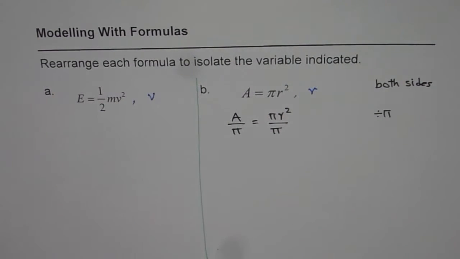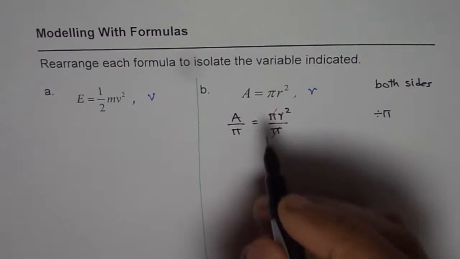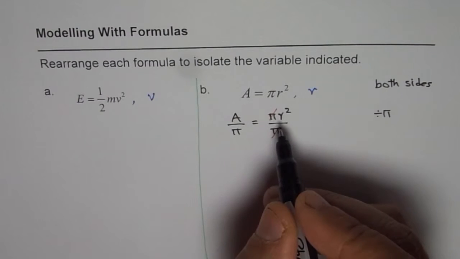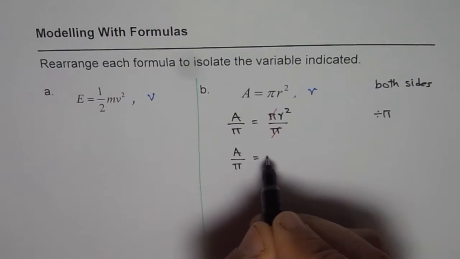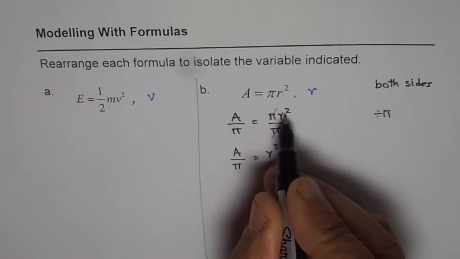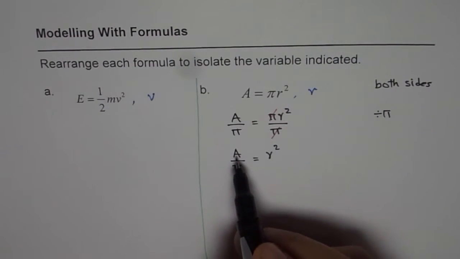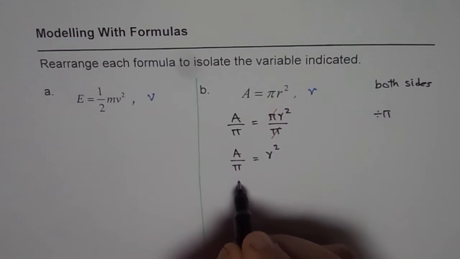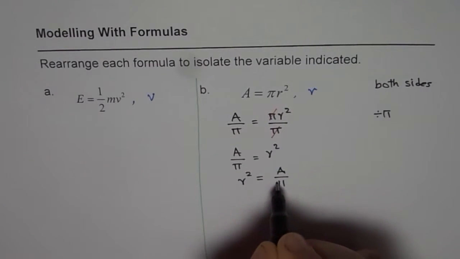Now pi divided by pi will be 1, right? Therefore I'm cancelling. It really does not mean anything but says pi divided by pi is 1. So we are left with A divided by pi on the left side and r squared. 1 times anything is that thing itself. So we are left with A divided by pi equals r squared. We can rearrange it and write this as r squared equals A divided by pi.